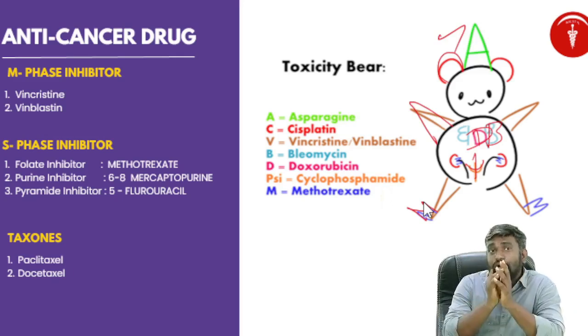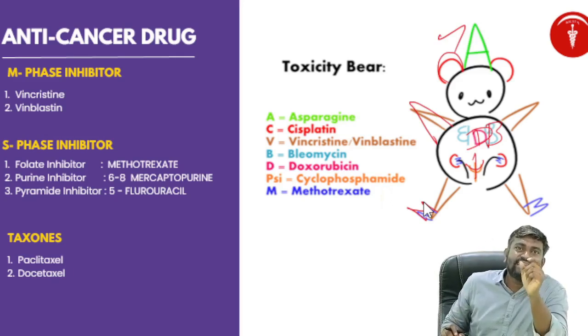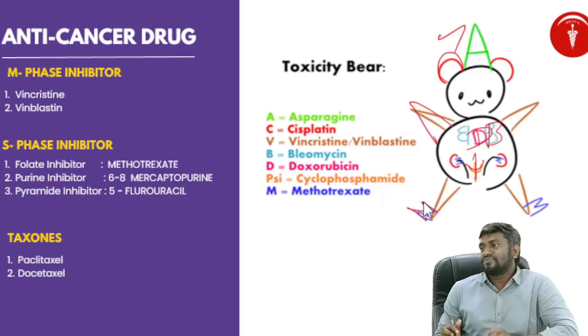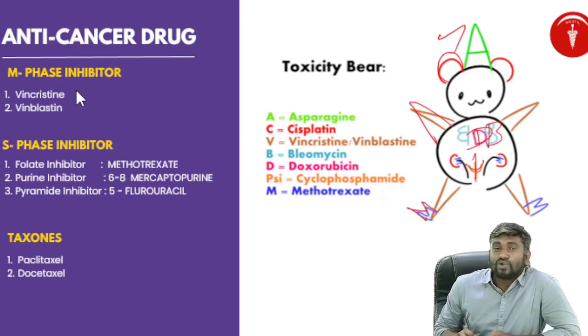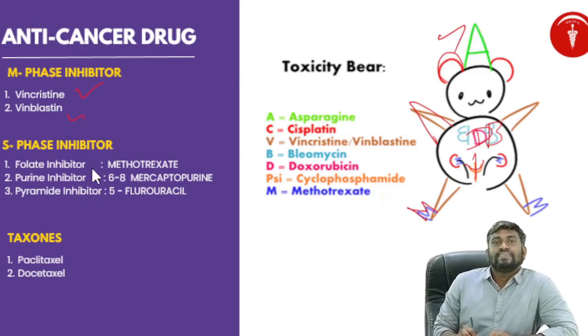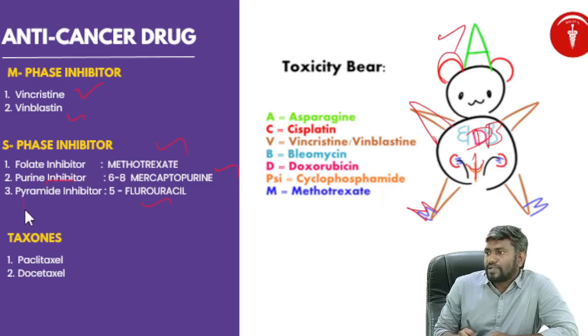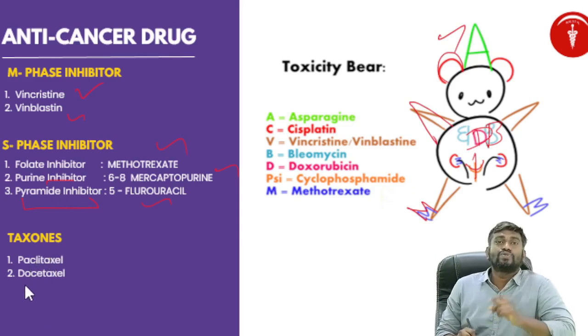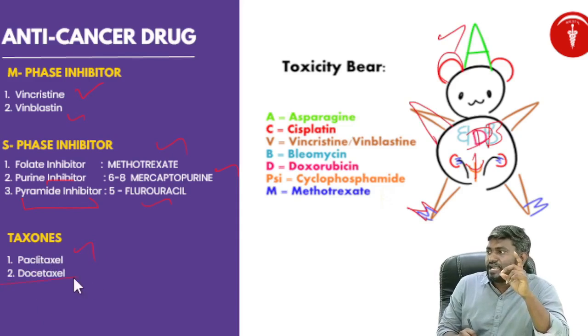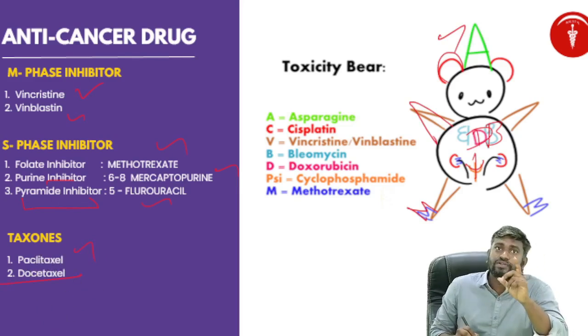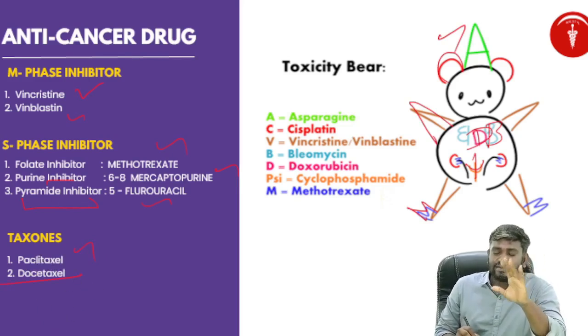Please do practice. Now, what else do you have to remember in the anti-cancer drugs is the M phase inhibitor and the S phase inhibitor. M phase inhibitors are going to be vincristine and vinblastine. S phase inhibitors are the folate inhibitor methotrexate, the 6-mercaptopurine inhibitor, and 5-fluorouracil, which is a pyrimidine inhibitor. What else do we have to remember? We have to remember the taxanes, which are paclitaxel and docetaxel. Very important. Revise all the anti-cancer drugs.